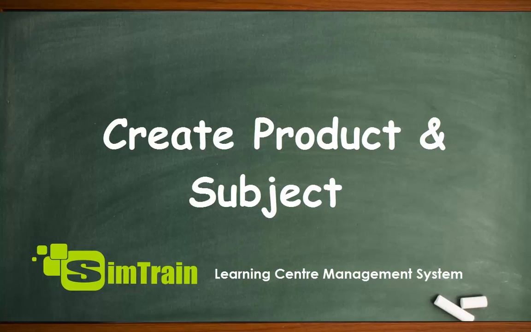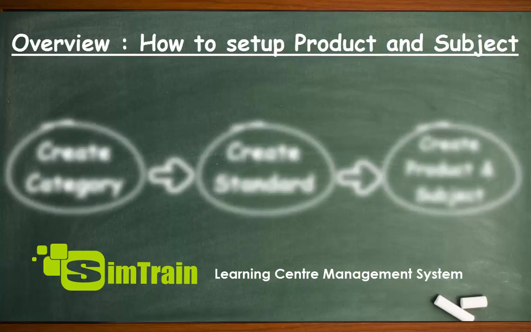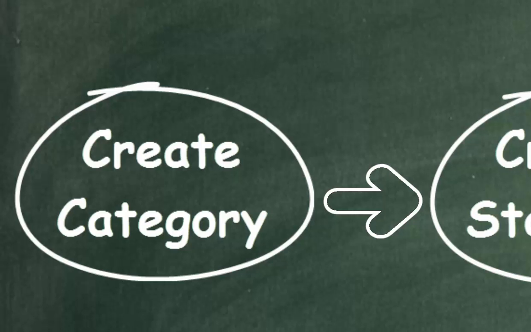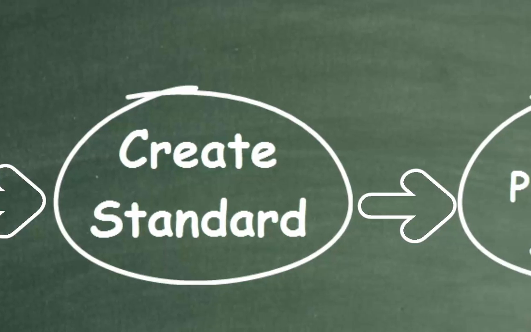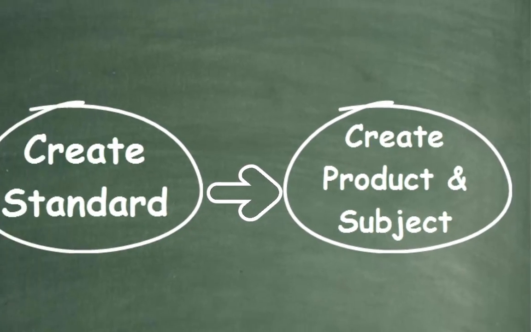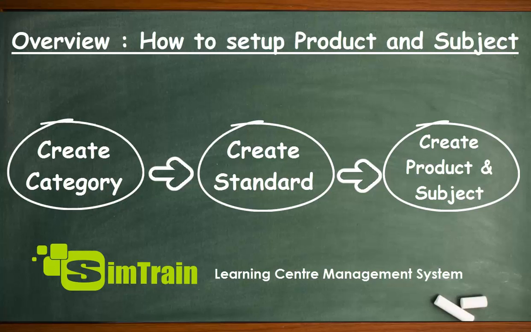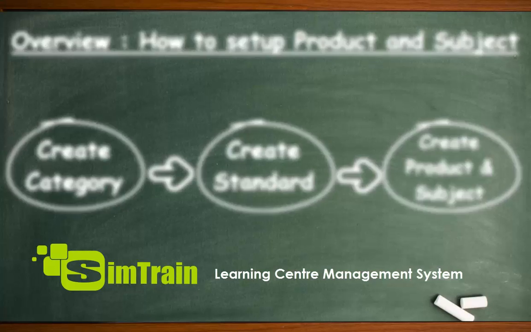Now let's take a look at the overview of this process. Step 1, you need to create a category. Step 2, create standard. And finally, step 3, you create product and subject. Without category and standard, you won't be able to create product and subject.